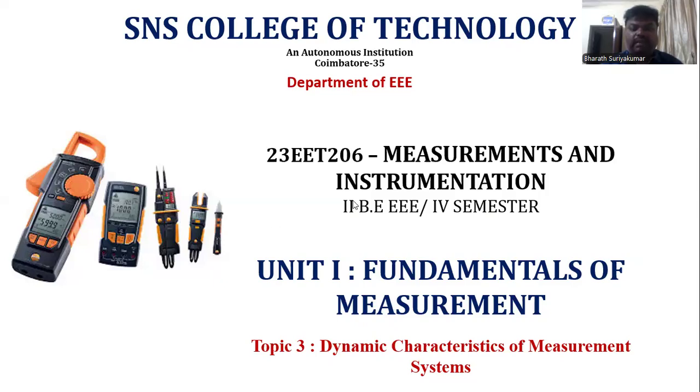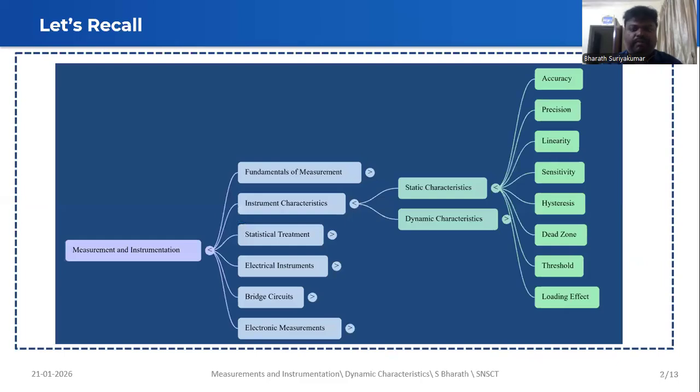What are the various dynamic characteristics of the measurement system? Come, let's get into the video. Let's recall a small topic from the previous class. The static characteristics of measurement systems involve accuracy, precision, linearity, sensitivity, hysteresis, dead zone, threshold, and the loading effect. These are the various characteristics that we studied under static characteristics.